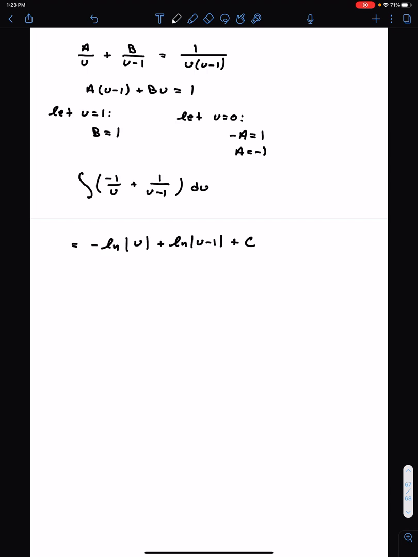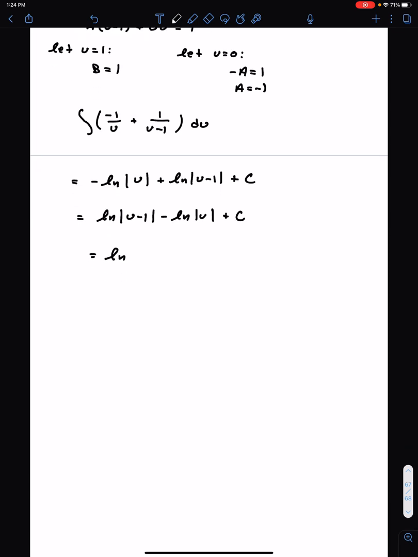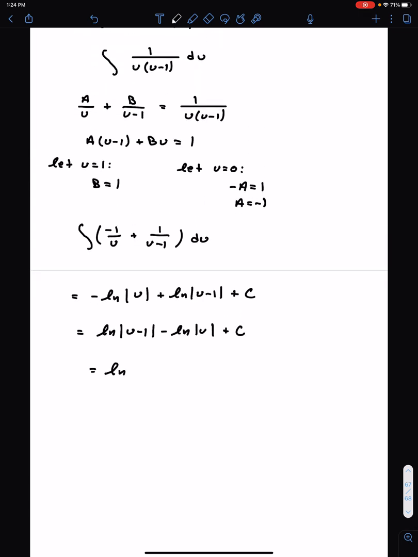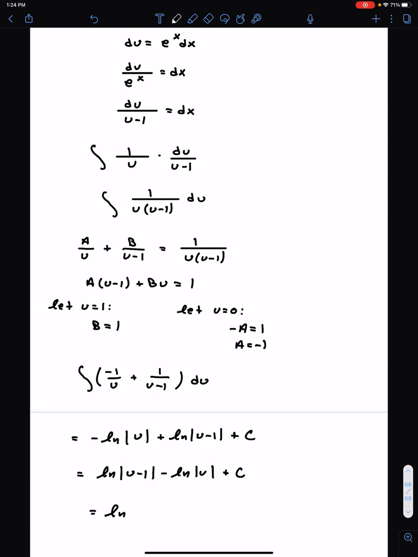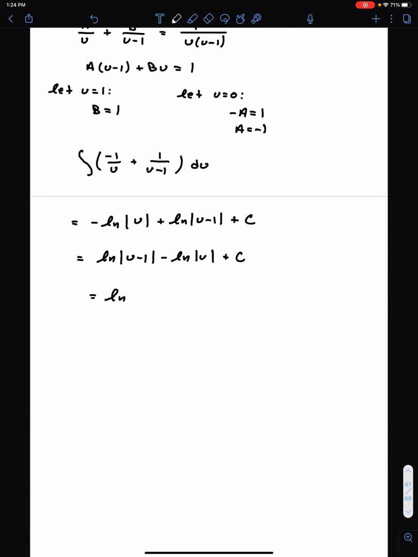So natural log of u minus 1 minus natural log of u. If I reverse the order, natural log absolute value of u minus 1 minus natural log absolute value of u plus c. I'll combine this as a single fraction. Or you can leave it like this. Just go back to x's at the end. U is 1 plus e to the x.